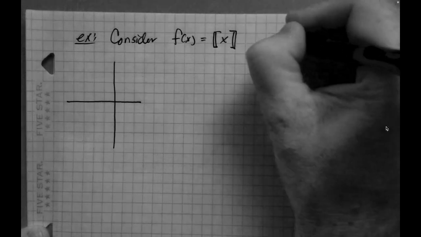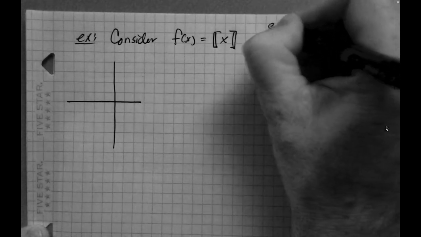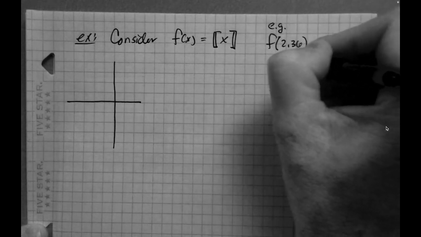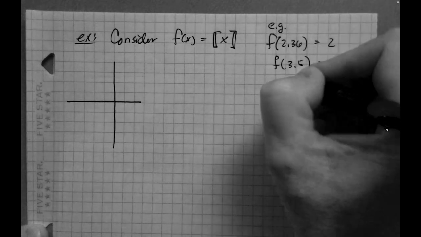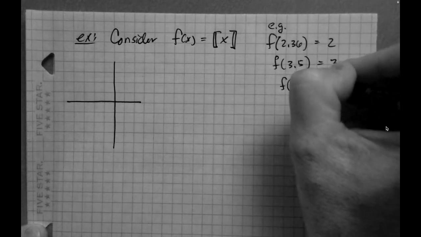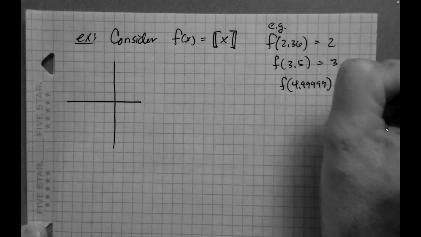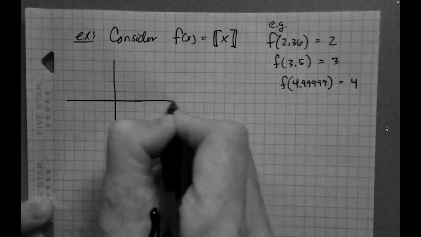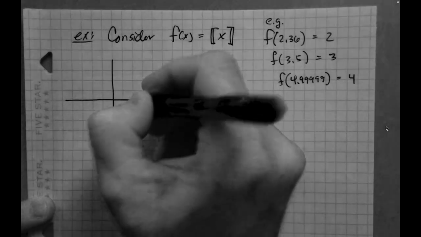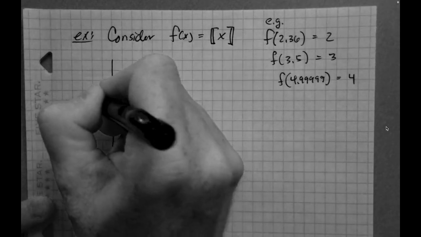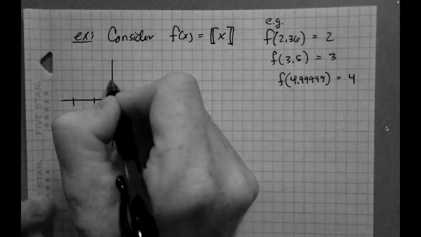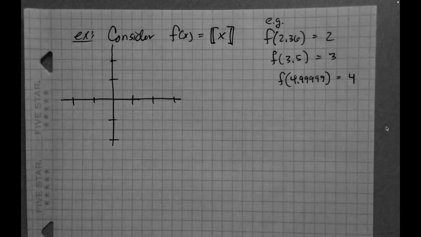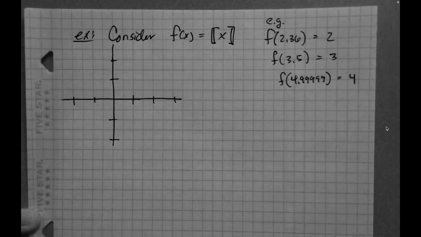It basically truncates anything to the right of the decimal. For example, f of 2.36 would equal 2, f of 3.5 would equal 3, and f of 4.99999 would equal 4. So it's just truncating the decimal expansion. You can imagine what this looks like. Let's say this is 1, 2, 3, and 1, 2. We'll draw a couple of checks in here so we can see what this visually looks like.